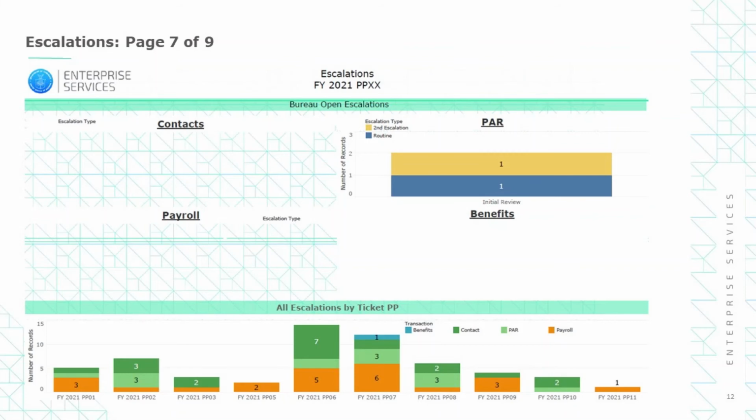On this slide, customers can track how many open escalations there are for their bureau in a pay period with the top graphs, and they can track overall trends in the number of escalations across their bureau by pay period. These top graphs represent the open escalations for a bureau based on type of escalation: contacts, payroll, PAR, or benefits. The graph below represents all open escalations for all bureaus by ticket pay period.